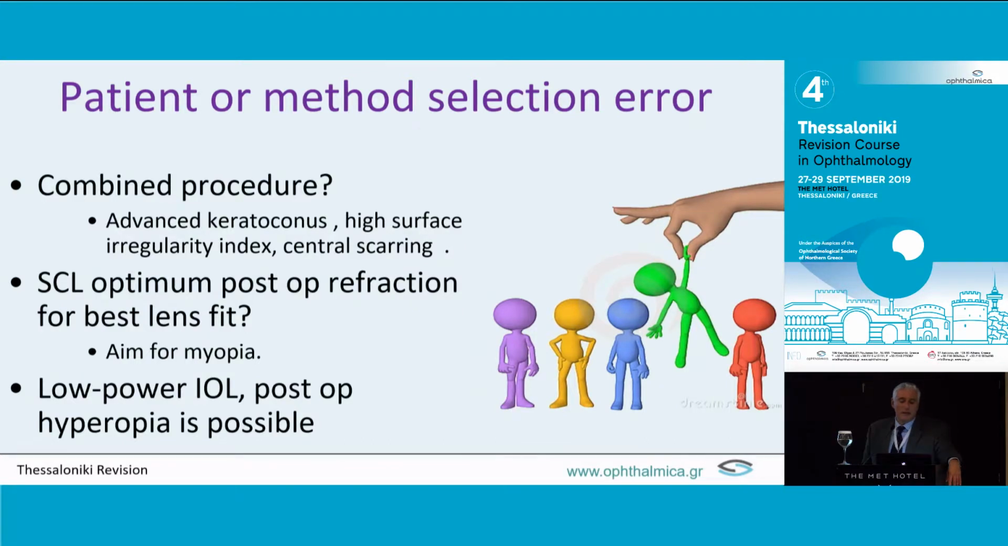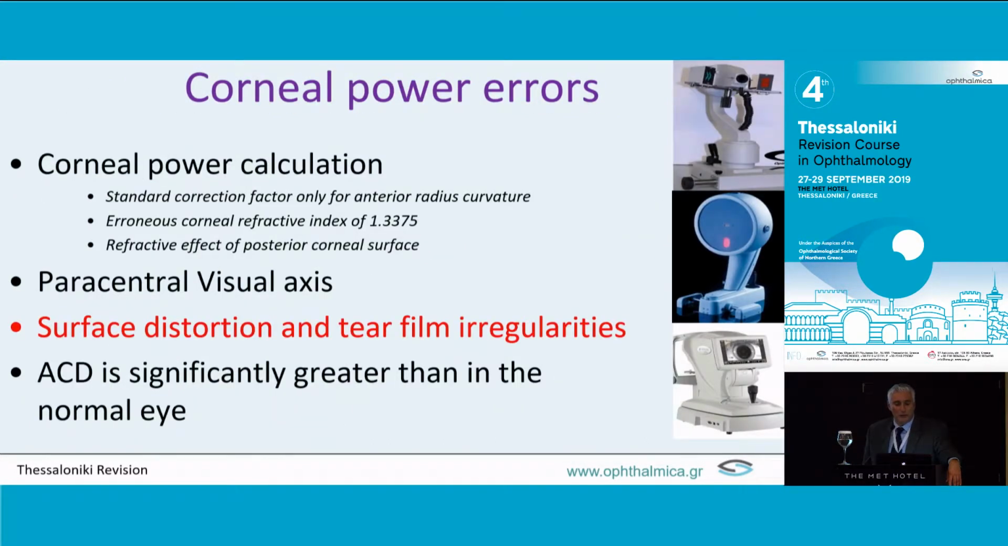We have a lot of problems, and basically most of the problems start from the corneal power, because simply what we use as a corneal power in the first formulas is an erroneous refractive index, which doesn't reflect what exactly is happening. Also, especially in keratoconus, we have a paracentral visual axis, which is very important to take care of. In cases of keratoconus, please don't forget the surface distortion and the tear film irregularities, which are extremely important when we're going to take care of the keratometry. And also, as we said before, the postoperative result relies on a good ocular surface and a good tear film.